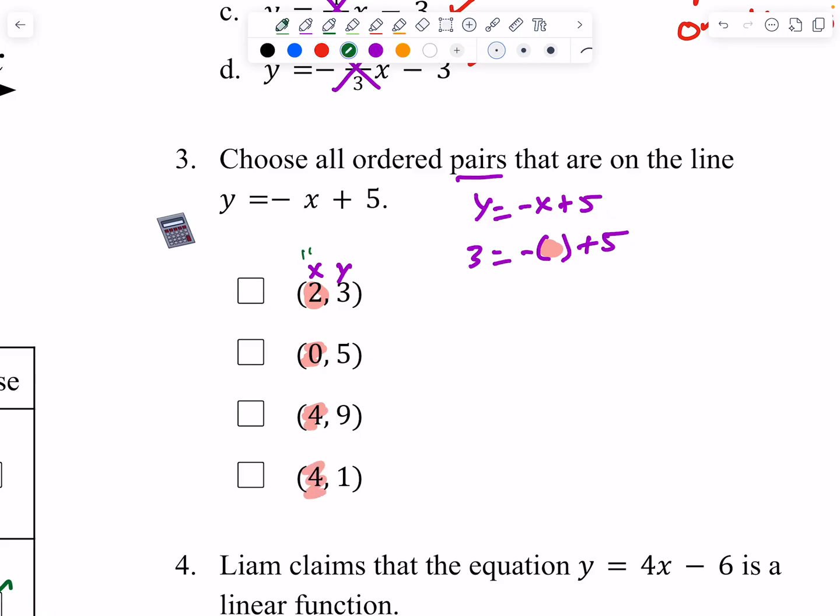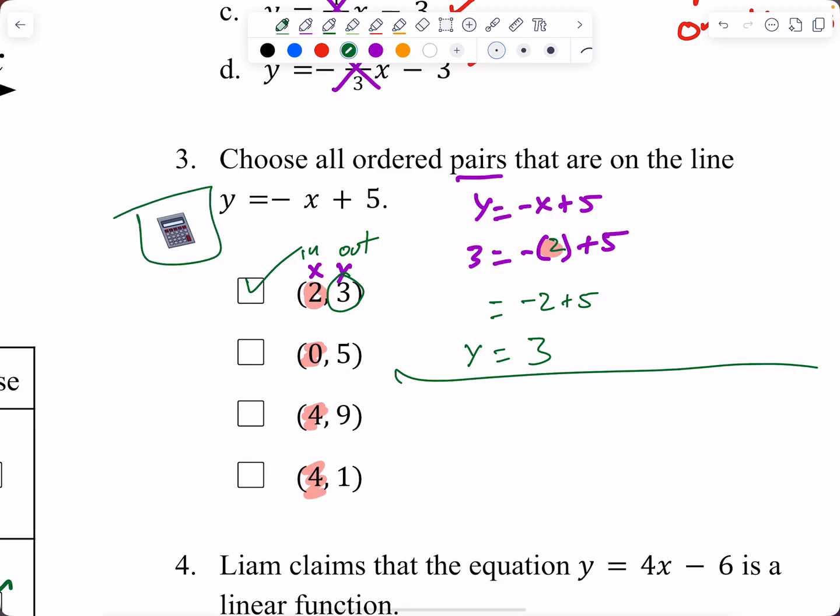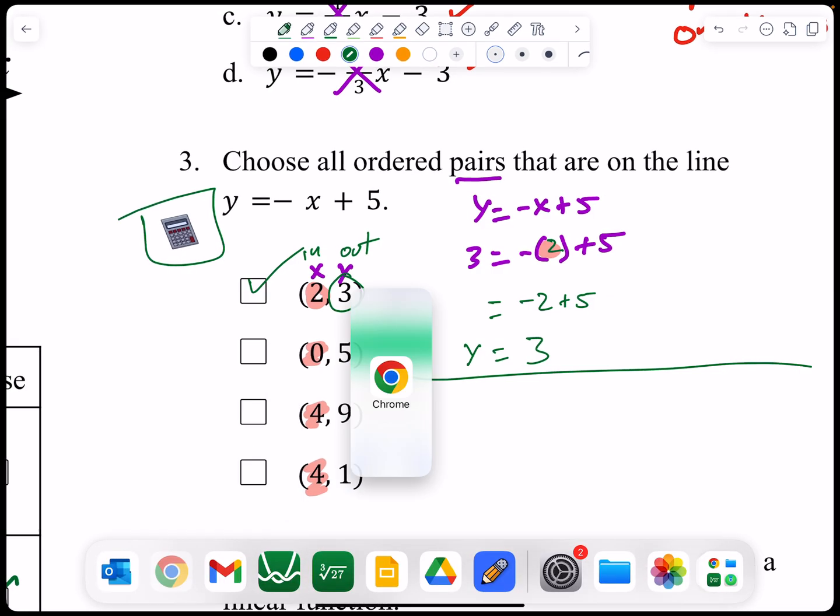So if you'll notice, that's my input, that's my output. So if I plug in 2, I get -2 plus 5, which equals 3. Is that what I wanted? Is y equal 3? Yes. So that's all we're doing, okay? But the beautiful thing about it is we got a calculator to make our lives a lot easier. So let's take that out.